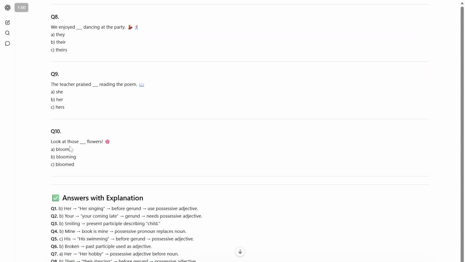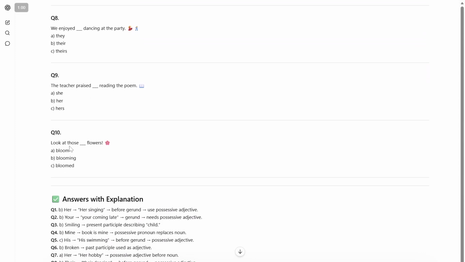Q9, the teacher praised reading the poem. A, she, B, her, C, hers. Q10, look at those flowers. A, bloom, B, blooming, C, bloomed.